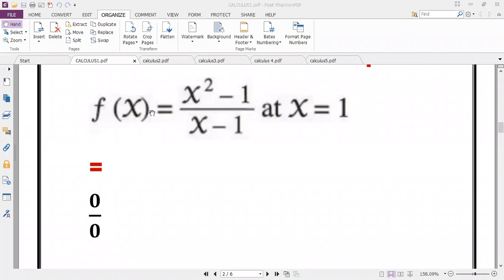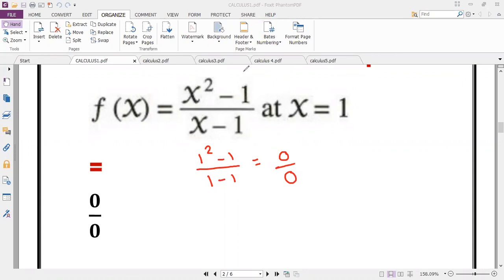What is the limit of this function at x equals 1? We are going to find the limit of a function at a point, like this function here, x squared minus 1 over x minus 1 at x equals 1. When we substitute 1 instead of x, it will be 1 squared minus 1 over 1 minus 1. And that leads to 1 minus 1 over 1 minus 1, it's 0/0. And 0/0 is an unspecified quantity.